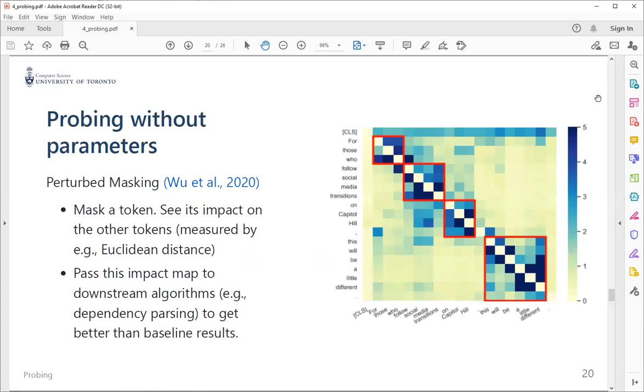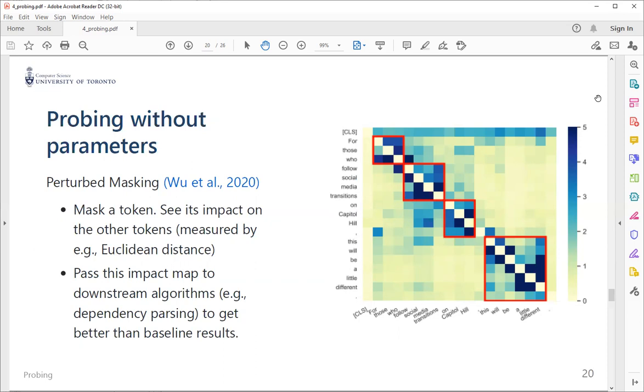This paper is an interesting example of doing probing without parameters. Instead of attaching a classifier, they use the perturbed masking technique. What perturbed masking means is that they compute a heat map of the interactions between the tokens. For each token, they mask this token and see its impact on the other tokens, that is, how much the representations of the other tokens are perturbed, as measured by the Euclidean distance, given the masking of this certain token.